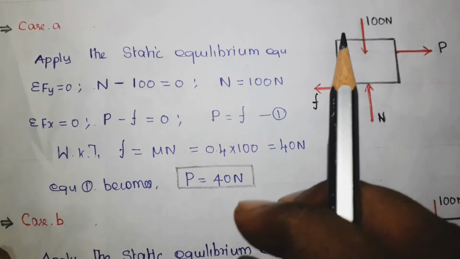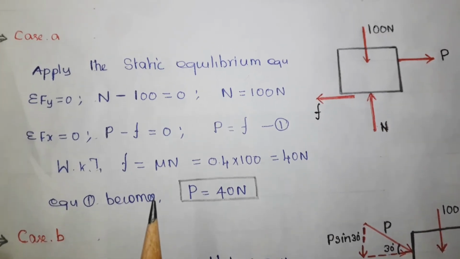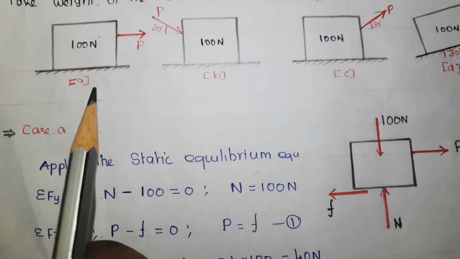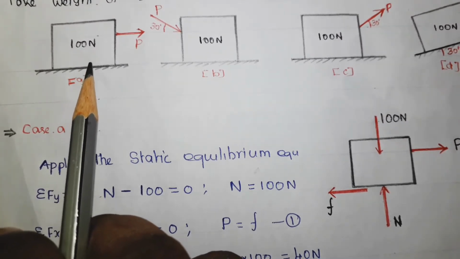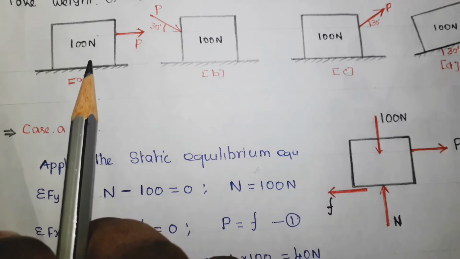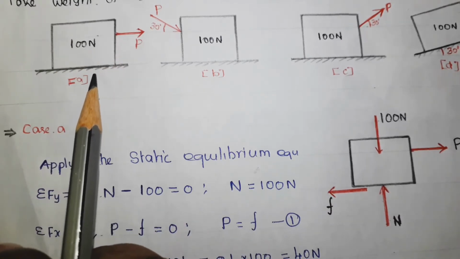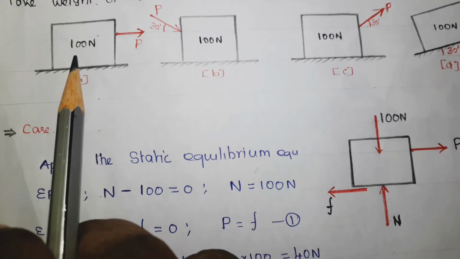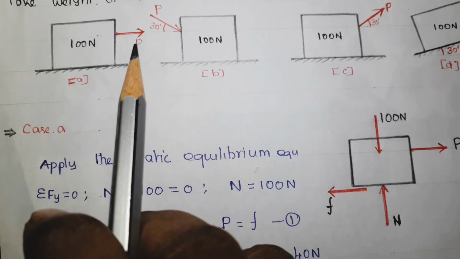Now this is the free body diagram. Let us go and see how to draw it. This is the case A. Okay, so this is my focused object or particle. Now just check how many forces are acting on this particle or object. A 100 Newton force is acting. The applied force P is also acting.